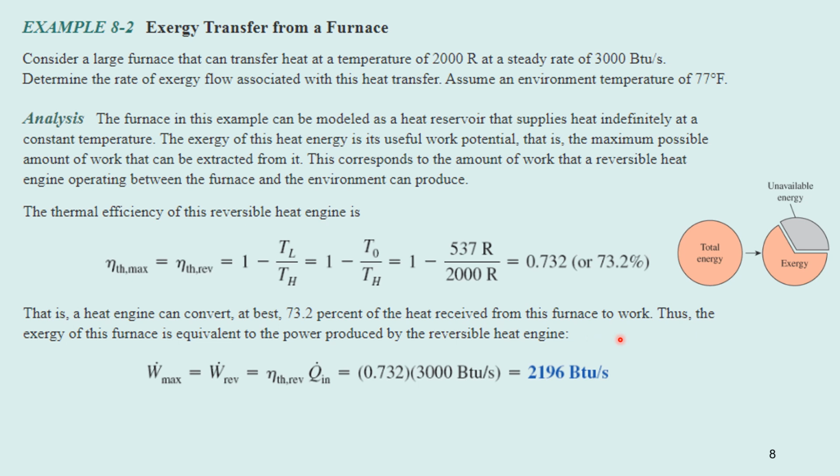So therefore, the exergy of this furnace is equivalent to the power produced by the reversible heat engine. So if you have 3,000 BTUs per second, you can multiply by 0.732 and you get 2,196 BTUs per second. That's the maximum amount.